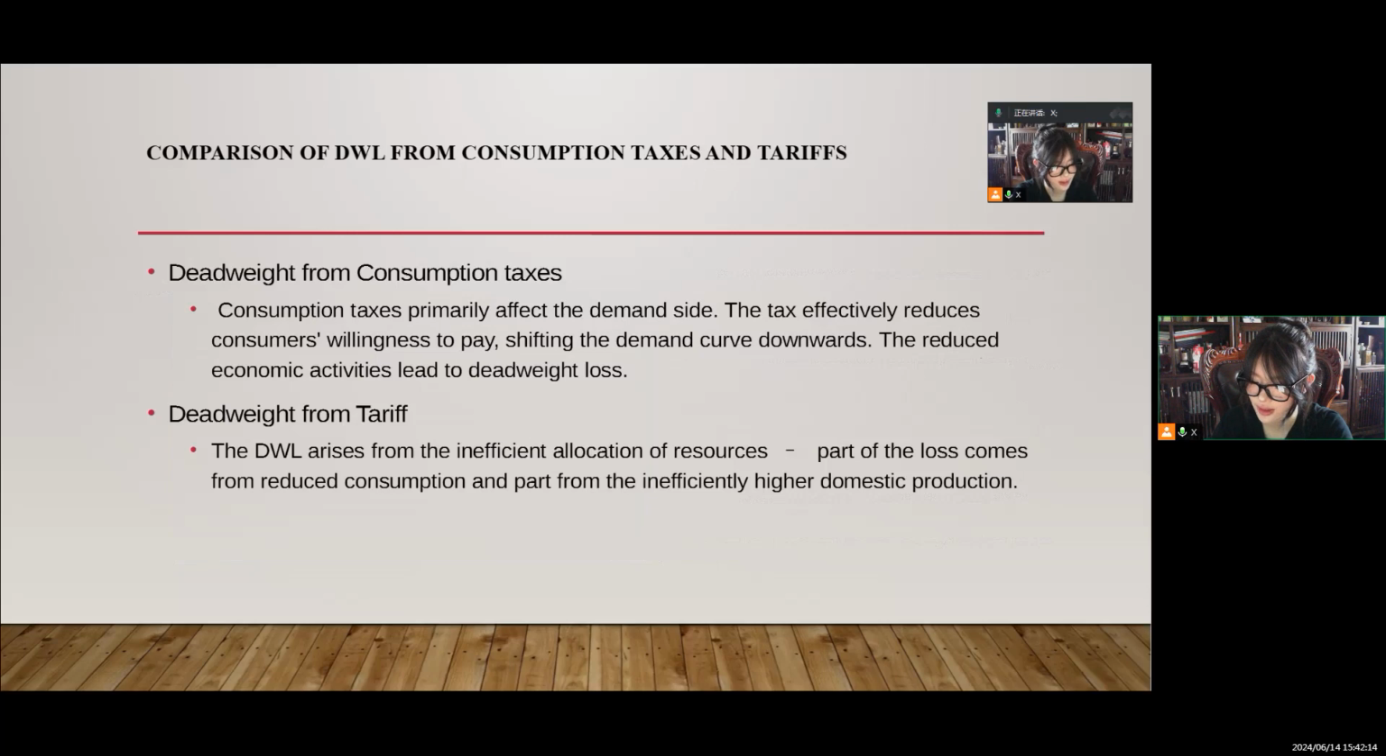With tariffs, the DWL arises from the inefficient allocation of resources. Part of the loss comes from reduced consumption and part from the inefficiently higher domestic production.